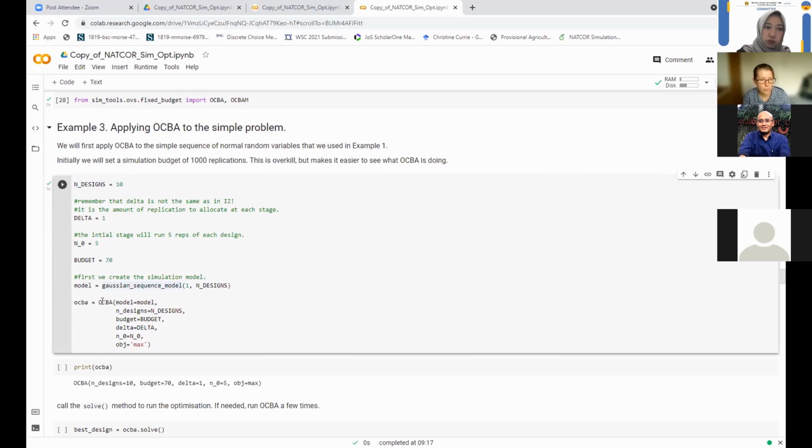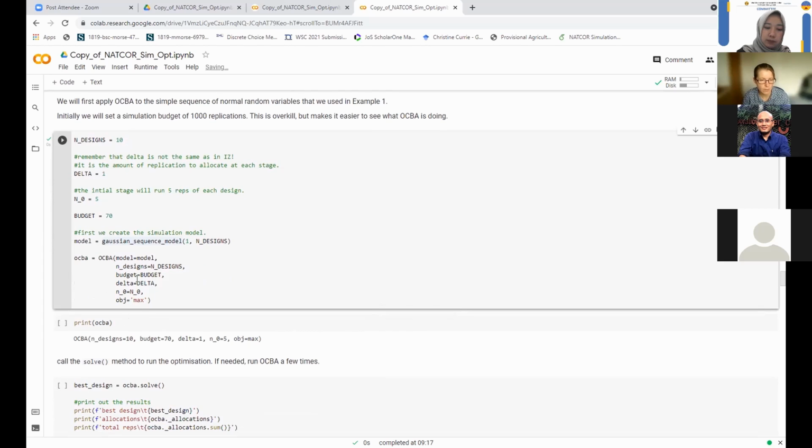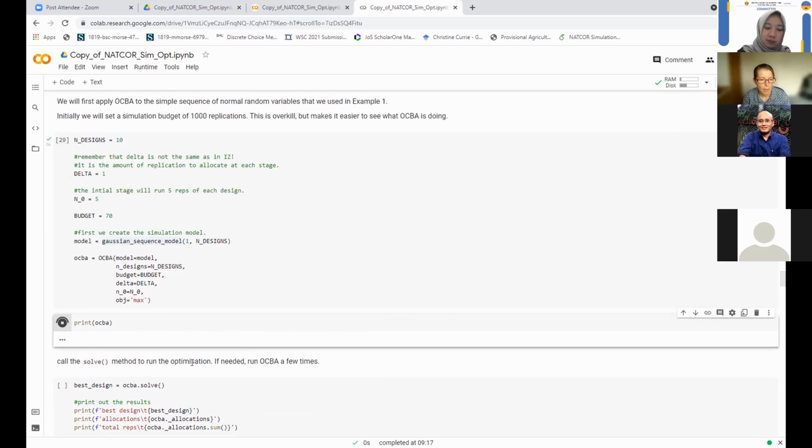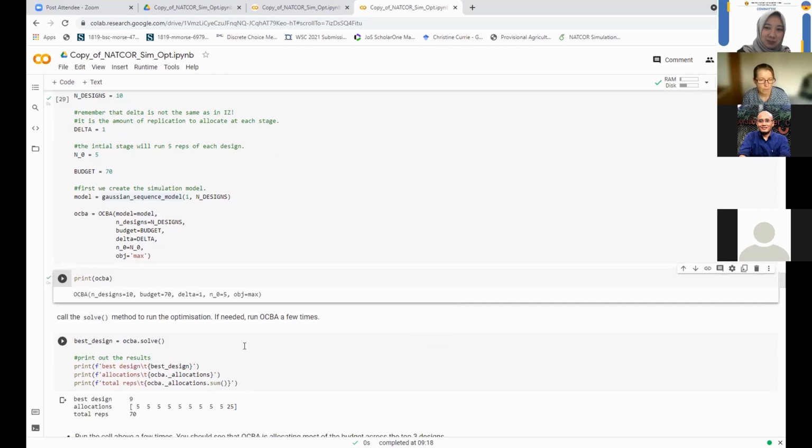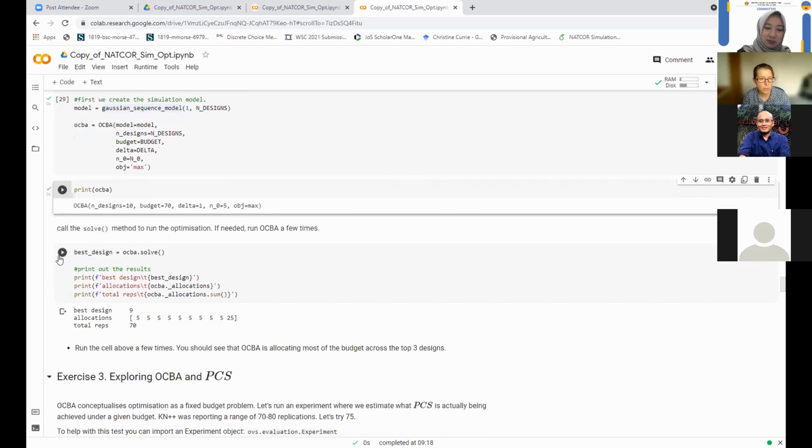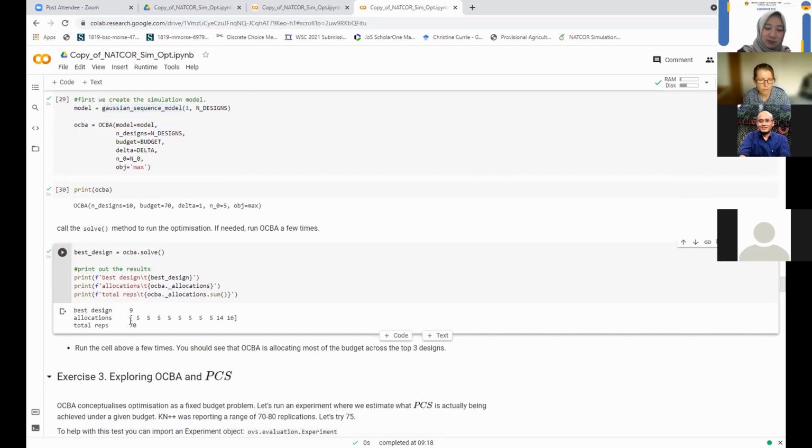So what this code will do is create our model and run OCBA. Set up our OCBA procedure. This is just checking we've got the right values in our OCBA procedure, and we'll then find out what the best design is. If we solve it, it does give us the best design, and looking at how many replications it makes of each design, it's focused very much on those top two to give us our total number of replications being 70.